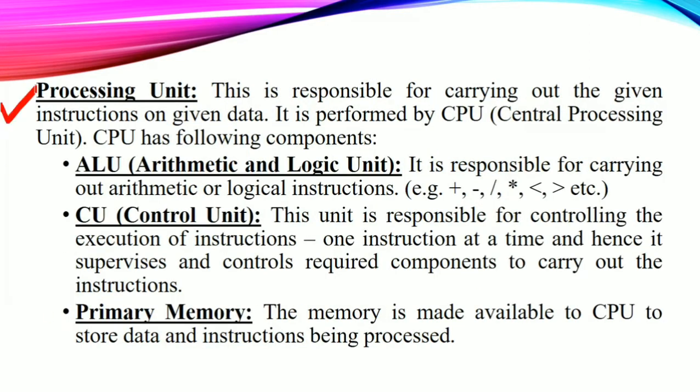Then next we have the most important and the main unit of our CPU, that is termed as our processing unit. This processing unit is generally responsible for all the operations that we do, all the outputs that we get and everything that we are doing with our computer. It means it is responsible for everything that you are doing with your computer or that your computer is showing to you. Now it is responsible for carrying out the given instructions on the given data.